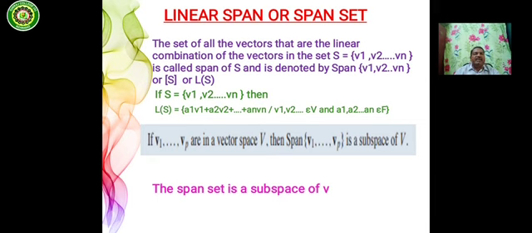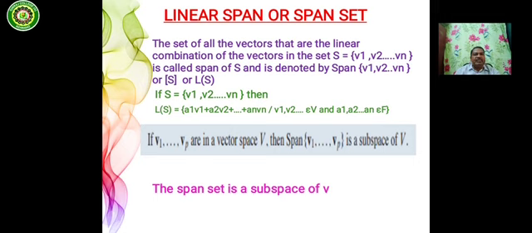Suppose the set elements are S equal to v1, v2, so on vn, then the definition of L of S is a1 v1 plus a2 v2 plus so on plus an vn, such that v1, v2, so on vn belong to V, and a1, a2, so on an belong to F. So the set of all linear combinations defined on the set S is called the linear span of S.